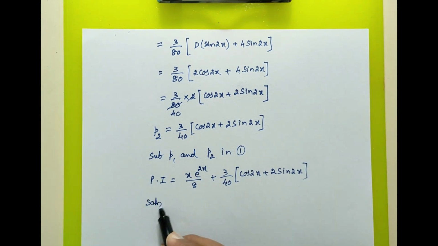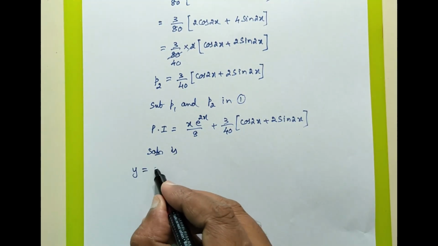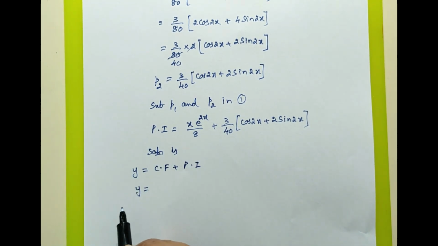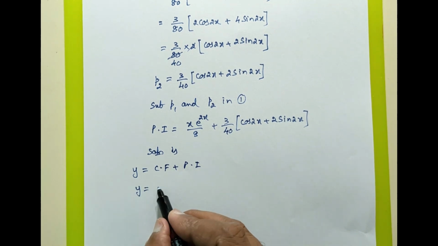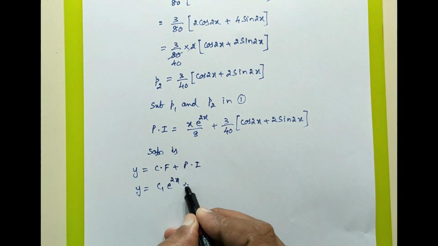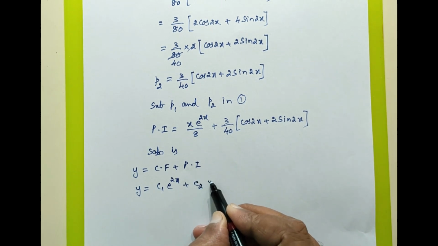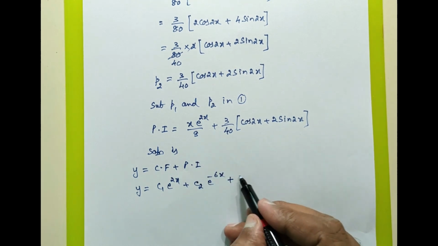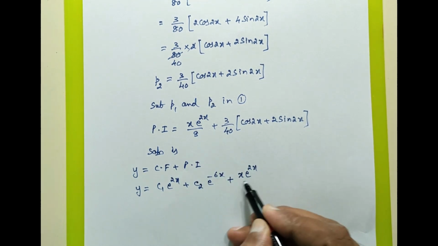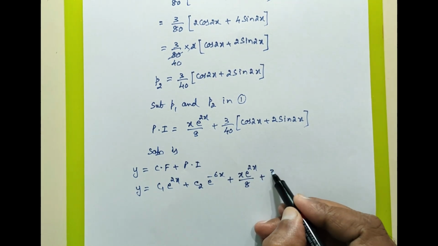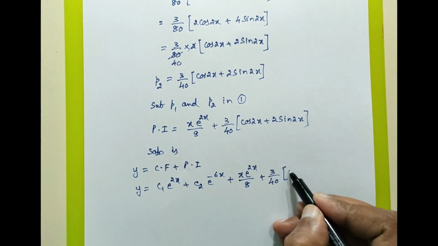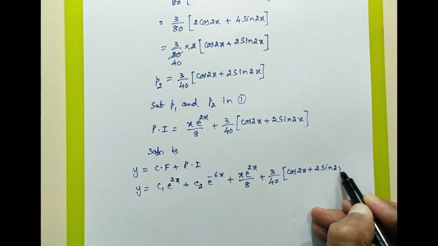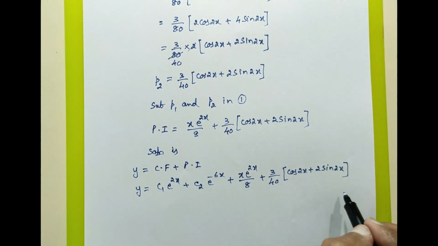Now the solution will be y equal to CF plus PI. So therefore y will be equal to, we have the complementary function to be C1 e power of 2x plus C2 e power of minus of 6x, plus the particular integral, which is this expression x e power of 2x divided by 8 plus 3 by 40 times cos of 2x plus 2 times sine of 2x. That will be the required solution.